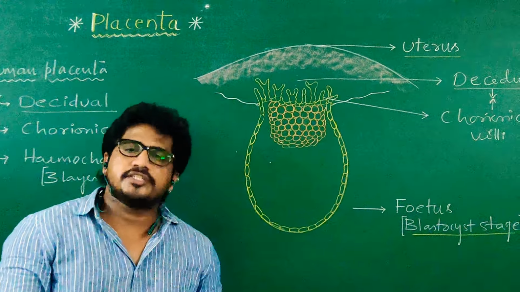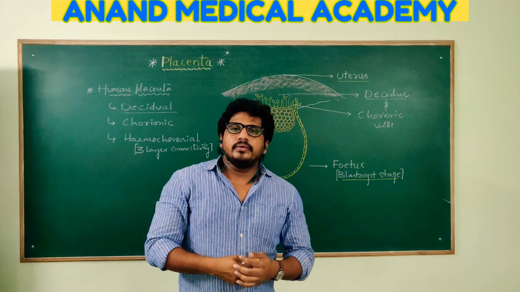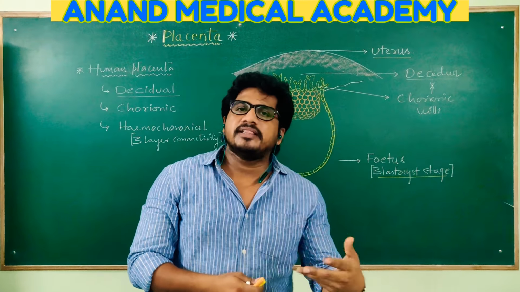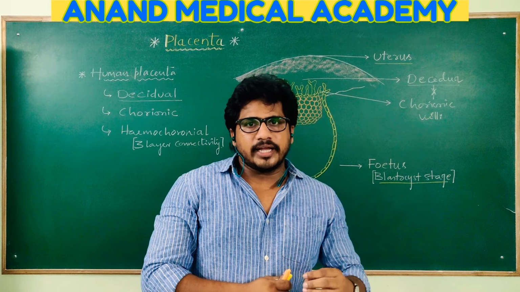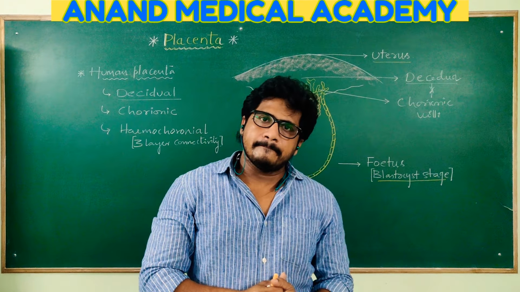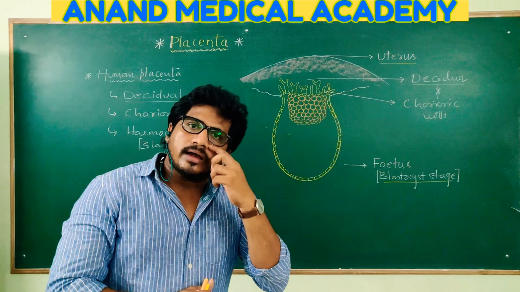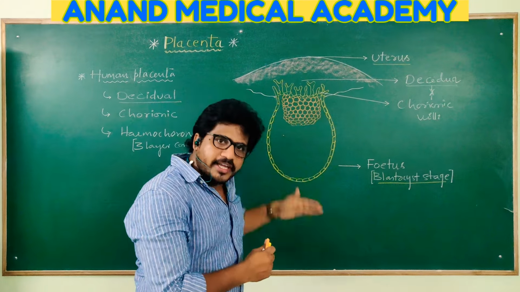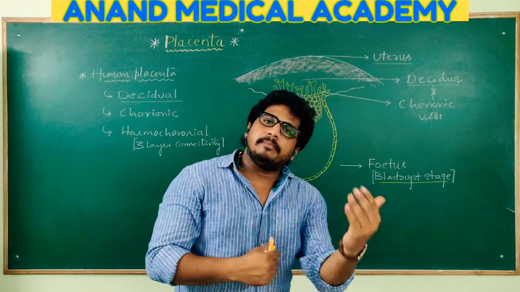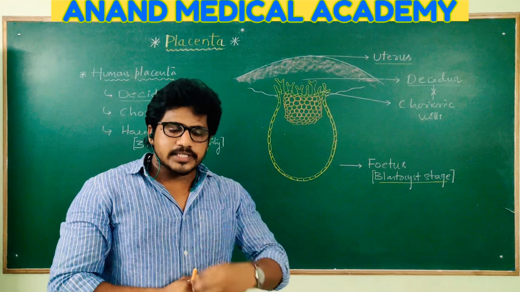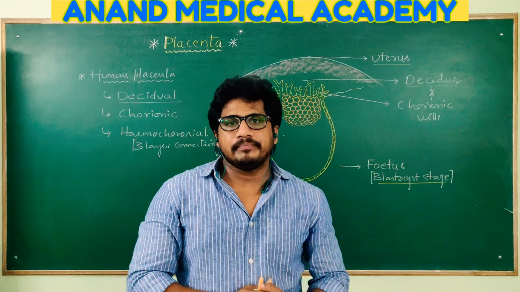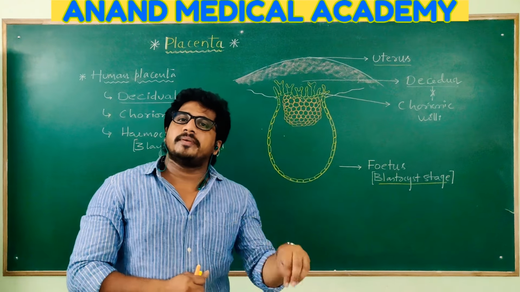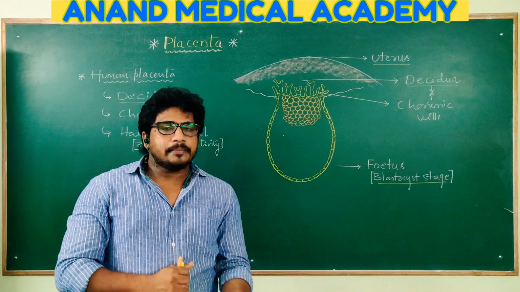What exactly is the meaning of decidua, I will tell you. During delivery, nothing but parturition, when the mother expels the baby out, why is the mother bleeding? It means some part of the maternal uterus is also shedding off along with the fetus and umbilical cord. That is why the mother bleeds during delivery. Such types of placentas are called decidual placentas. Example, human and primates.